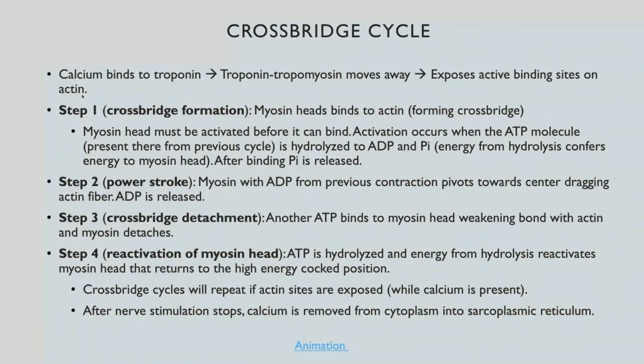So there are 4 steps in this cross-bridge cycle. Step 1 is the formation of the cross-bridge, when the myosin head binds to actin, to this active binding site, forming the cross-bridge. Now, before that happens, because remember this is a cycle, something has to happen before. Before that cross-bridge formation, the myosin head, this hammer, has to be activated.